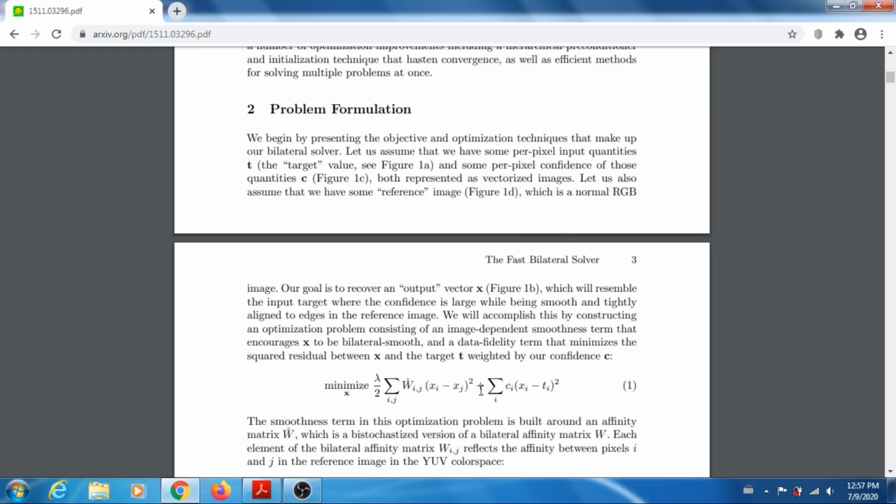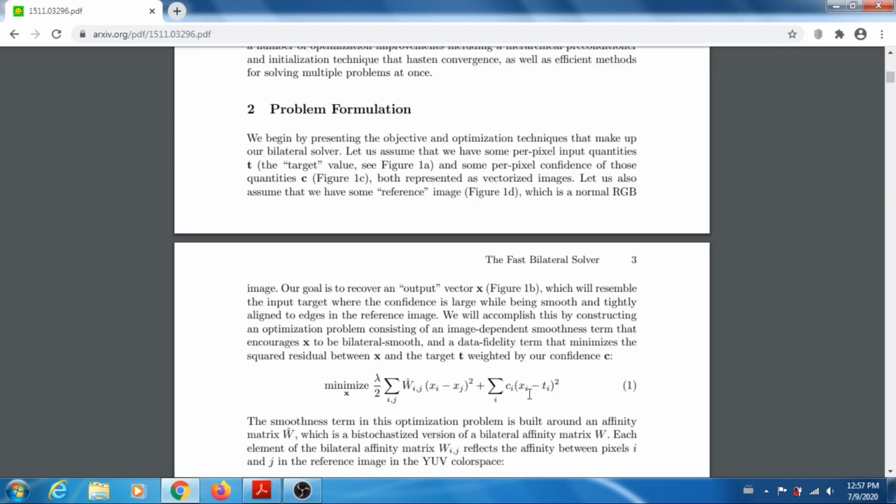So if we go back to that equation, if the lambda is set to 0, so no smoothing of any kind, what's going to happen is that, assuming the confidence is high everywhere, the program is going to want x equal to t, because it's trying to minimize that whole function. So x equal to t means that the output depth map is going to be the same as the input depth map, which is not very interesting.